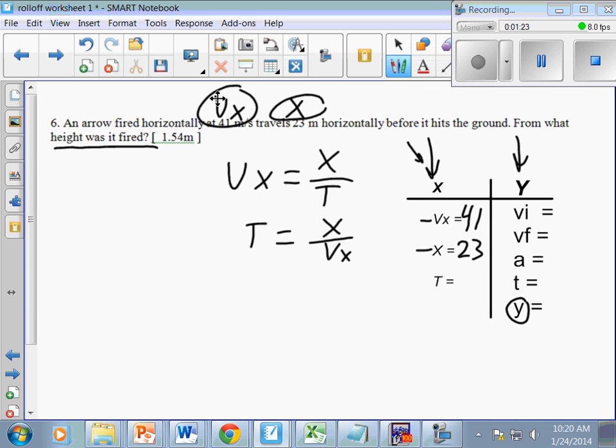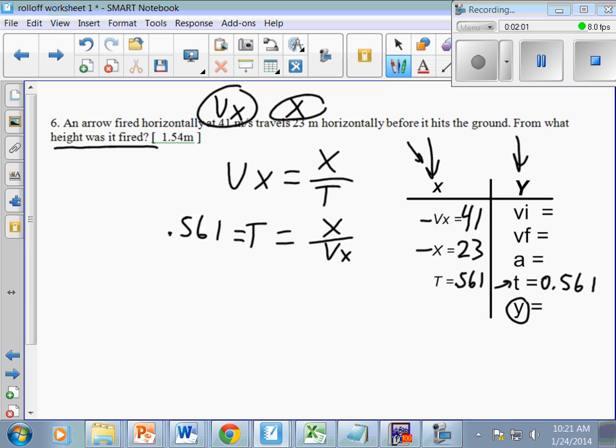I've got 23 and 41, and I divide, and it comes out to be 0.56 or 0.51. Oops, I lied. 0.561 seconds. So 0.561, that's also true over here on the y side because these t's are the same. So 0.561.